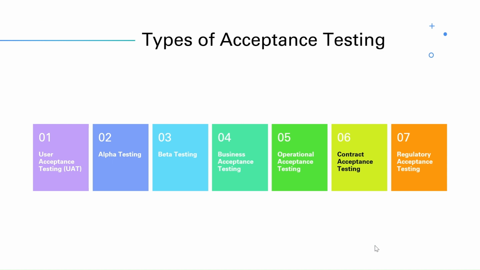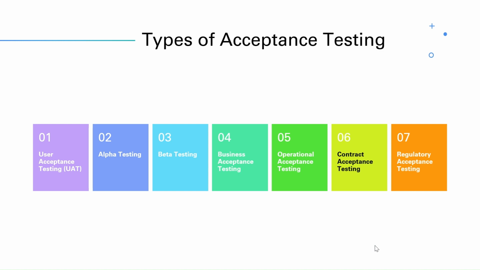Business acceptance testing. It validates whether the software meets the business needs, objectives, and requirements defined during the project's initiation and planning phases. Operational acceptance testing, OAT, unlike user acceptance testing, UAT, which focuses on validating the software from the end-user perspective, OAT assesses the operational aspects such as deployment, maintenance, backup, restore, and disaster recovery procedures.